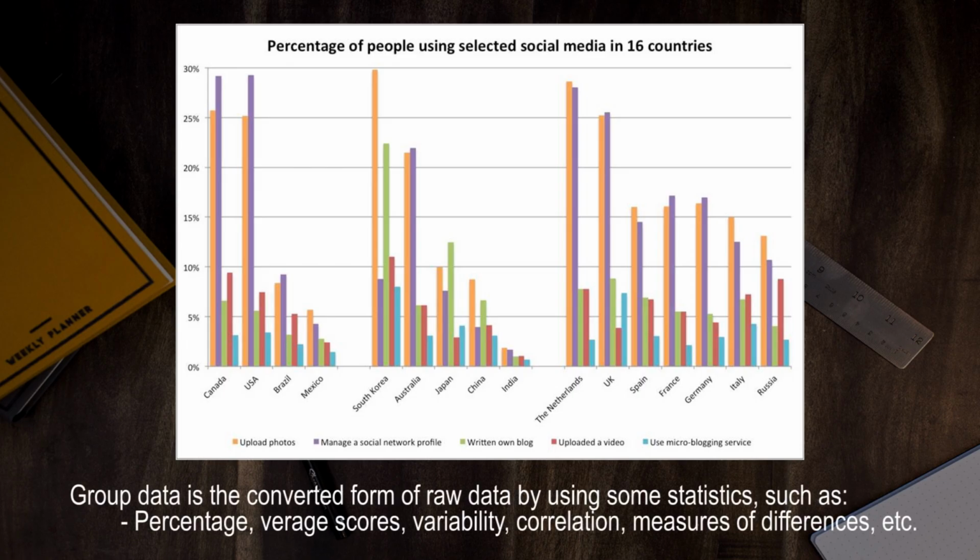Then for the group data, if you know the raw data of the entire group, then by using certain statistics, you can analyze the raw data. When you analyze the raw data and interpret it in different ways, like the mean score, average score, standard deviation score, then you can say that that is the group data. So group data is the converted form of raw data by using some statistics such as percentage, average score, variability, correlation, measures of differences, and many other statistics.